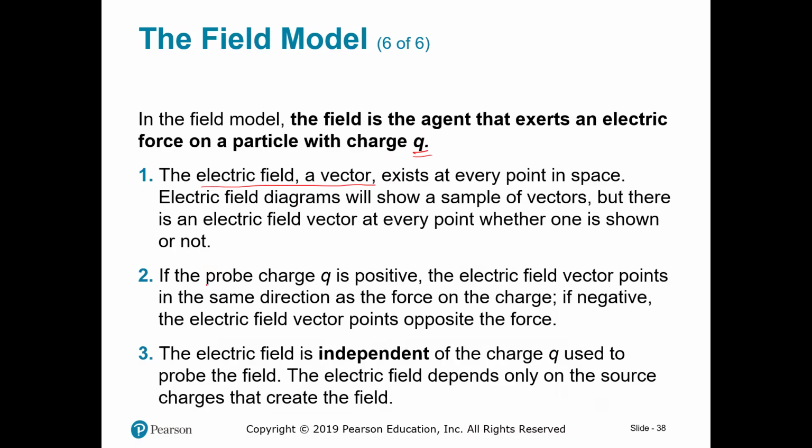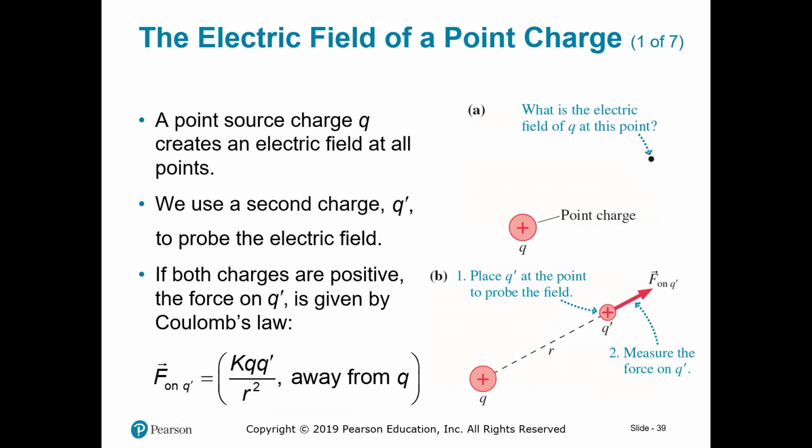And then if the probe charge Q, which I'll call a test charge, is positive, the electric field vector points in the same direction. Most importantly, the electric field is independent of the charge Q. Again, this is your test charge used to probe a field. The electric field depends only on the source charge that creates the field.